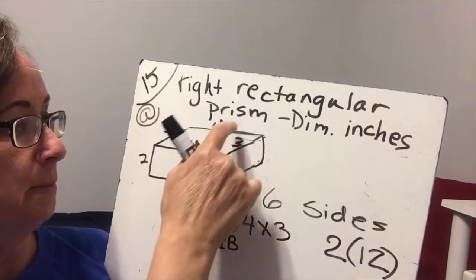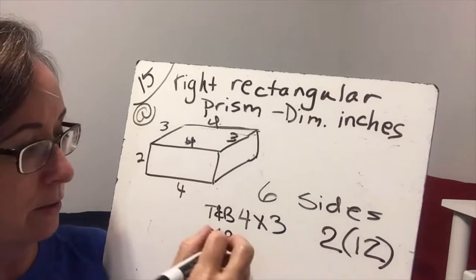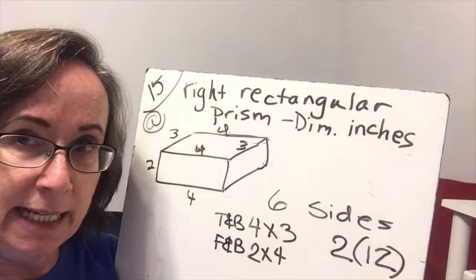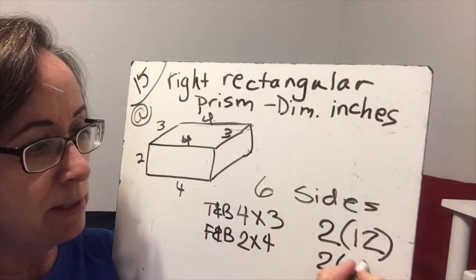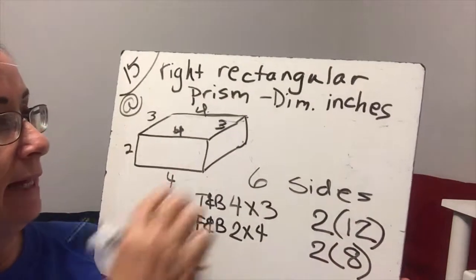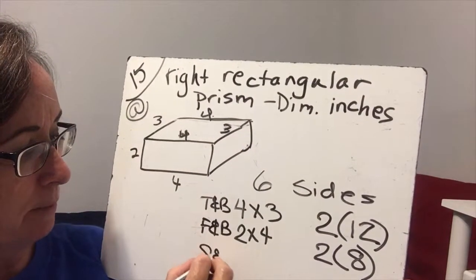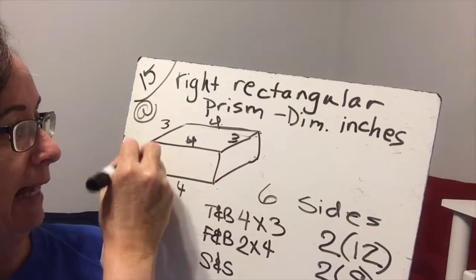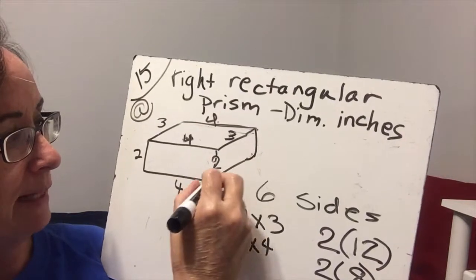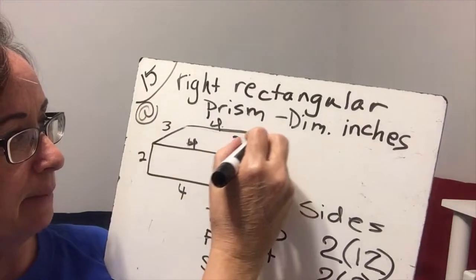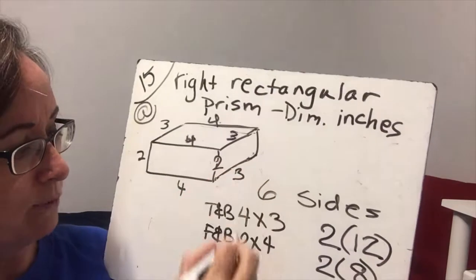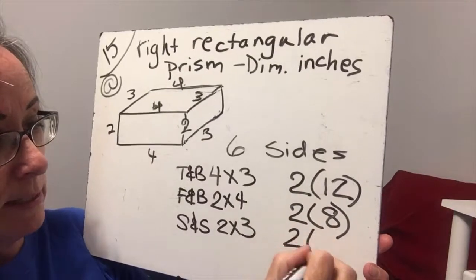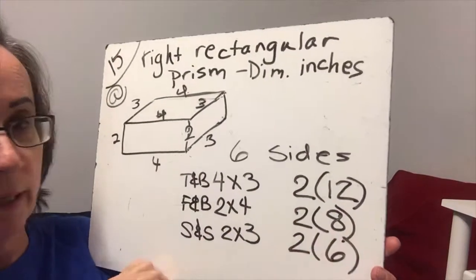Okay, so the front and the back are both 2 by 4s. So 2 by 4. And so their area is 8, but there are 2 of them. So we'll write down 2 times 8. And then the side and the side, so we'll put side and side. And there are 2 of those, but we have this height here is 2. And this going back here is the same as here, which is 3. So we have 2 by 3s. And we have 2 of those. So 2 times 6, because 2 times 3 is 6.